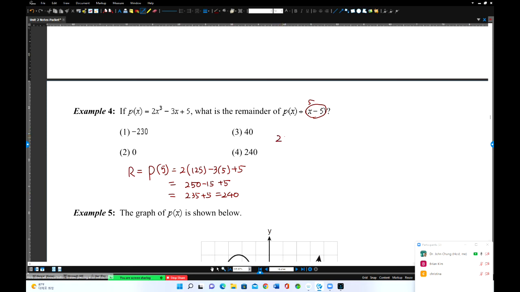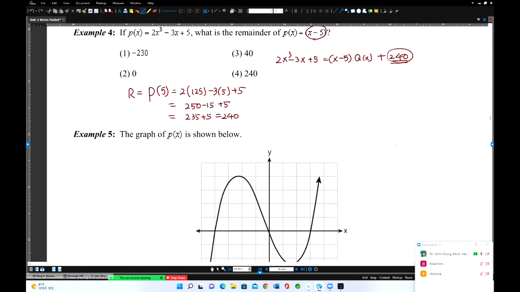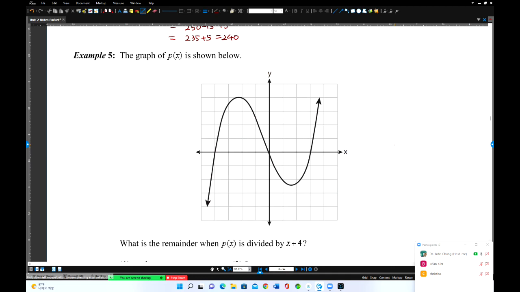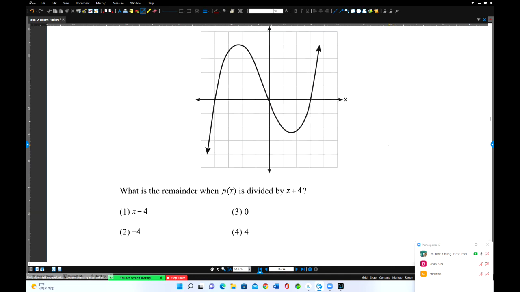The P of x, 2x cubed minus 3x plus 5, can be expressed this way: divisor and quotient. The quotient, we don't know, we don't care. Just the remainder 240, that's it. When divided by x minus 5, the remainder is 240. On the graph, you can find this one too. When P of x is divided by x plus 4, what is the remainder? The remainder equals how much? P of negative 4, right? That's the remainder on the graph.